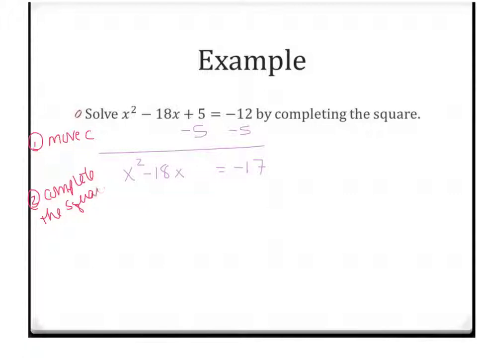And this is where you're going to take half of B. So half of negative 18 is negative 9, and you're going to square it. So negative 9 squared is a positive 81, and you are adding it to both sides. That is the completing the square step. Step number 3, factor and use your square root property.